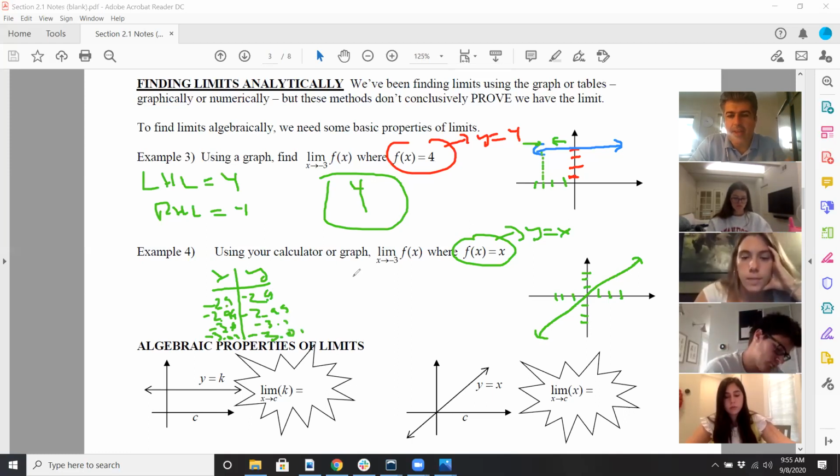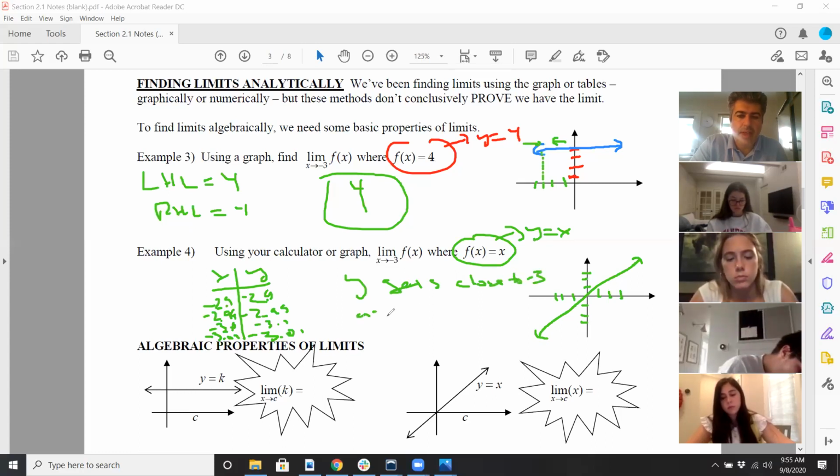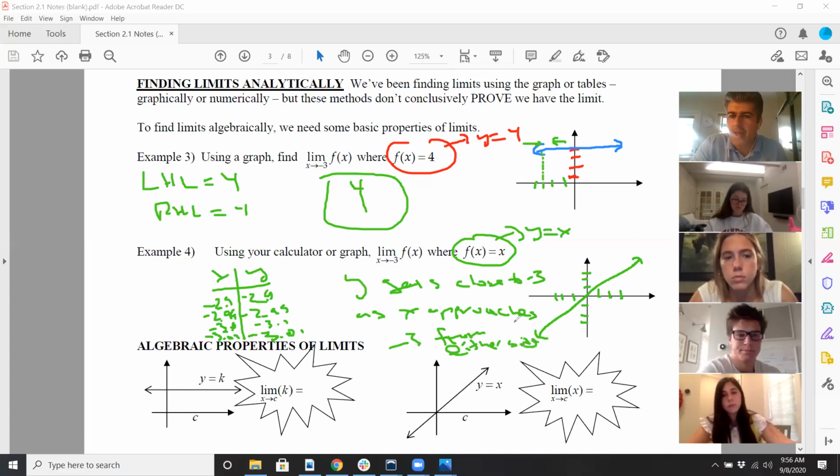So the bottom line is that y gets close to -3 as x approaches -3 from either side. I mean, these should be hopefully pretty obvious. The graph and just numerically kind of makes sense.